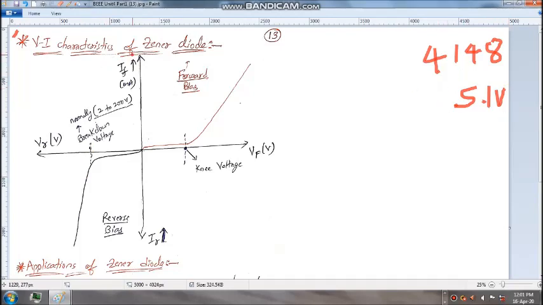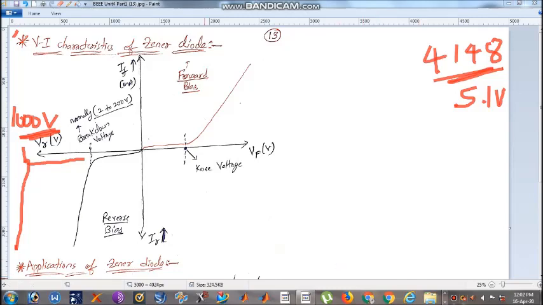But whereas for a normal PN junction diode, what is the breakdown voltage? The breakdown voltage in the graph will extend, and here it will be the equivalent voltage. This particular voltage value will be 1000 volts for IN4007, the diode which we used in the lab. This is the diode which we used in the experiment while conducting the Zener diode experiment.